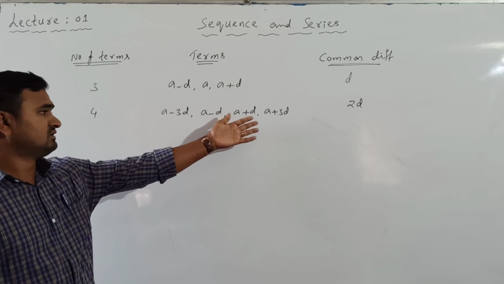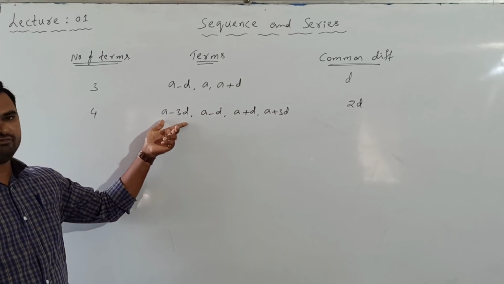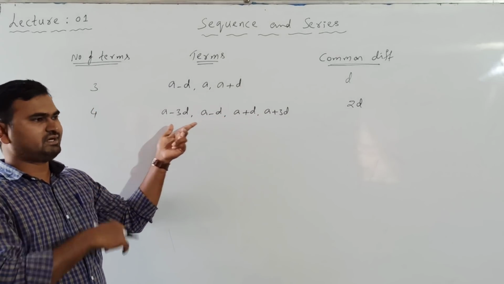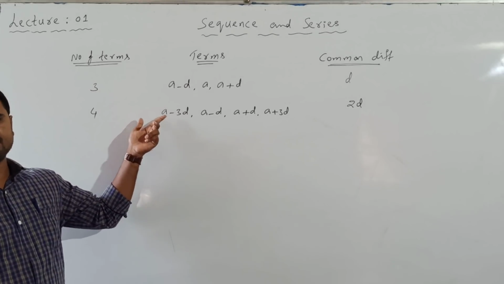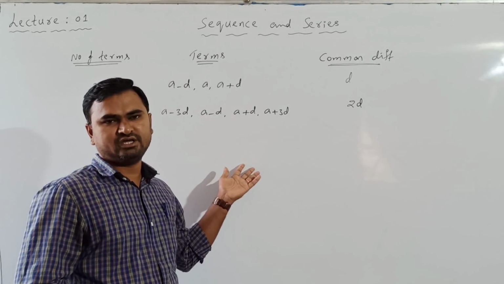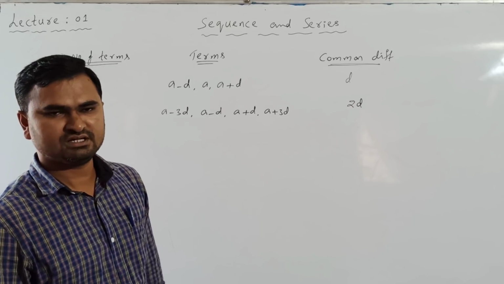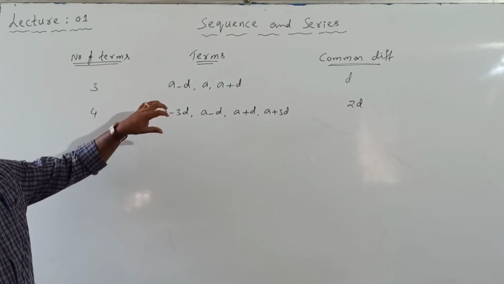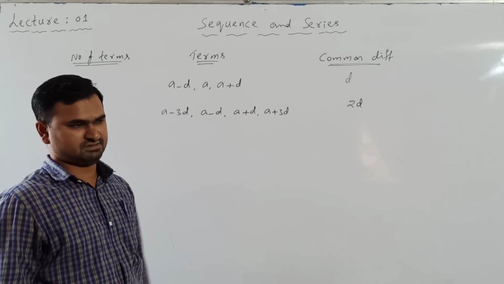Again you can see the sum of terms. If we take the sum of terms, d will get eliminated. So one variable eliminated means we get the a value. Once we know the a value, we can find the d value using the condition. So for that purpose, we take the terms like this.